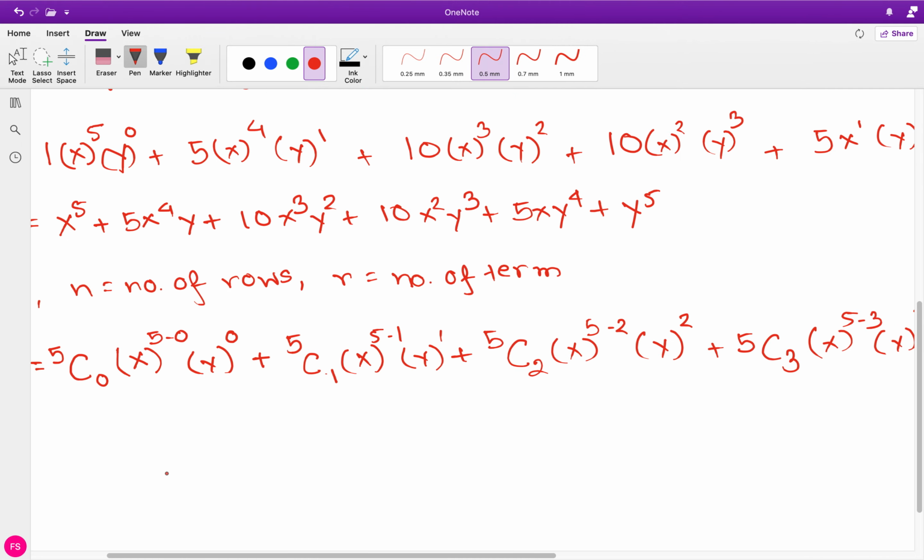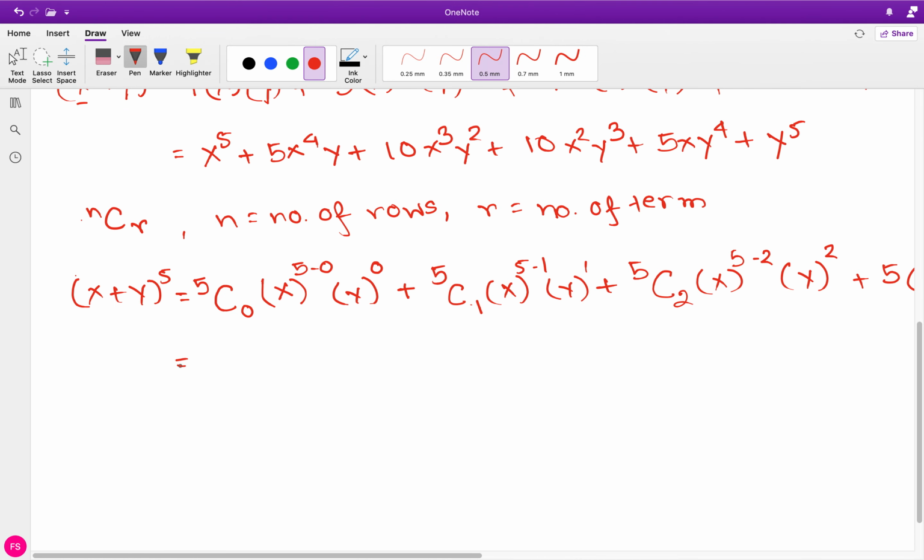Now let's simplify this. Now you can use your calculator. Just write 5 and then use the button nCr and then write 0. 5C0, you will get 1. So this will give you 1 times x to the power of 5 times y to the power of 0, which is also 1. Plus, if you type 5 nCr 1, you will get 5. So this will give me 5x to the power of 4 times y plus 5C2.